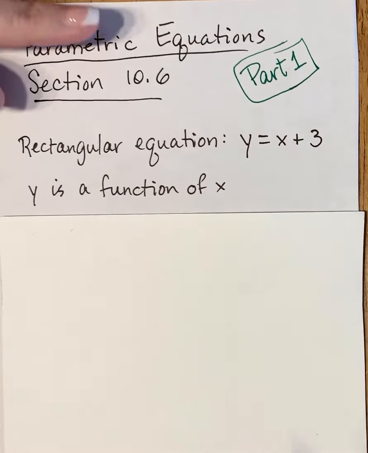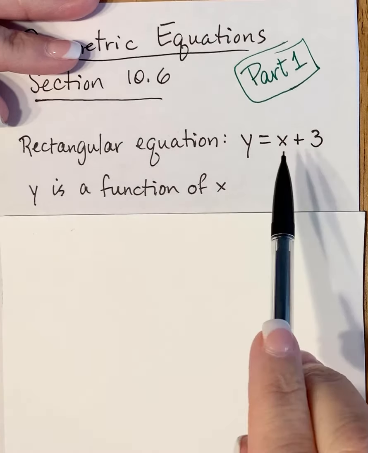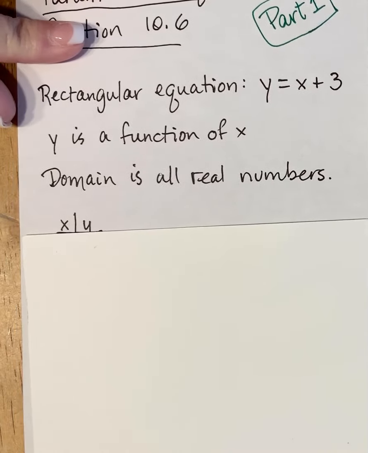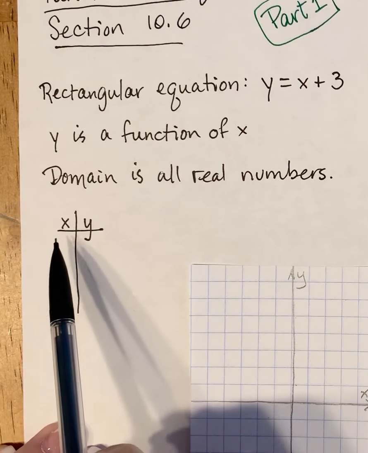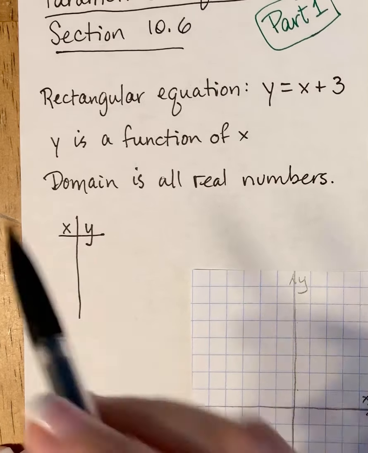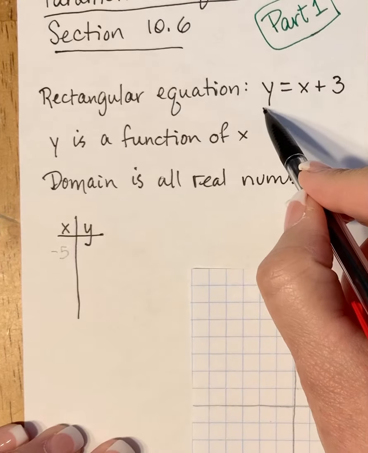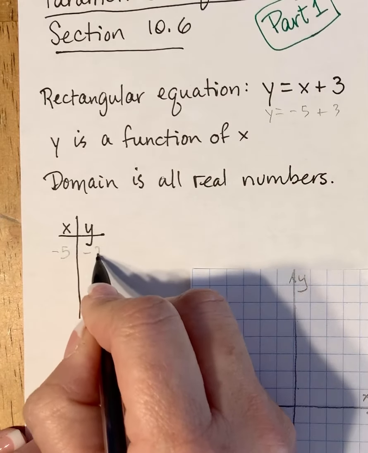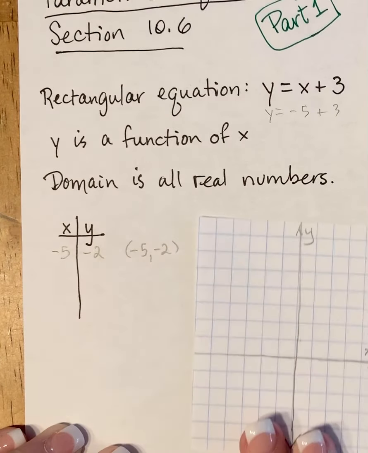And if there are no restrictions on there, like in this case, we'll know that the domain is all real numbers for which the equation is defined. So in this case, the domain would be all real numbers. And the very first way that you learn how to graph things is you pick values for x and you substitute them into the equation. So for example, I could pick an x value, substitute that into the equation, and so y equals -5 plus 3. That would work out to be -2. And then that's an ordered pair, (-5, -2), and then you graph it.